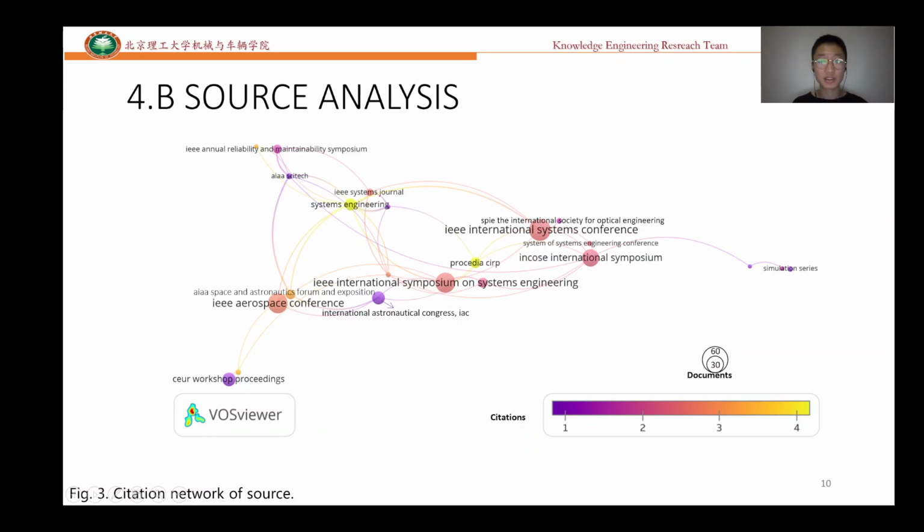IEEE International Systems Conference, IEEE Aerospace Conference, IEEE International Symposium on Systems Engineering, and INCOSE International Symposium are the most popular sources of MBSE. The average citations of these sources reach about 2.4. Systems Engineering and Procedia CIRP are the two sources with the most average citations, both of which are more than 4.